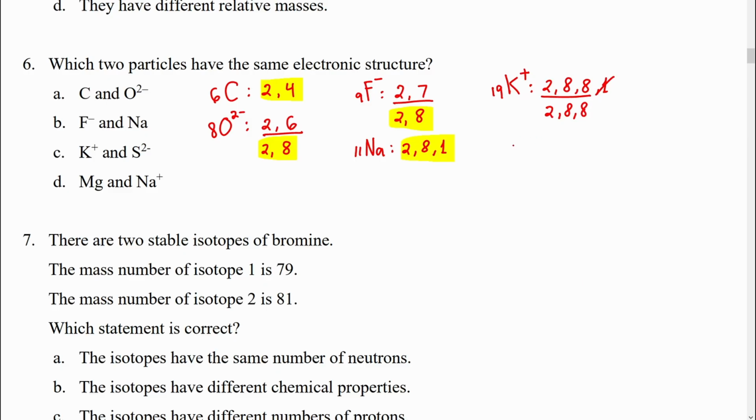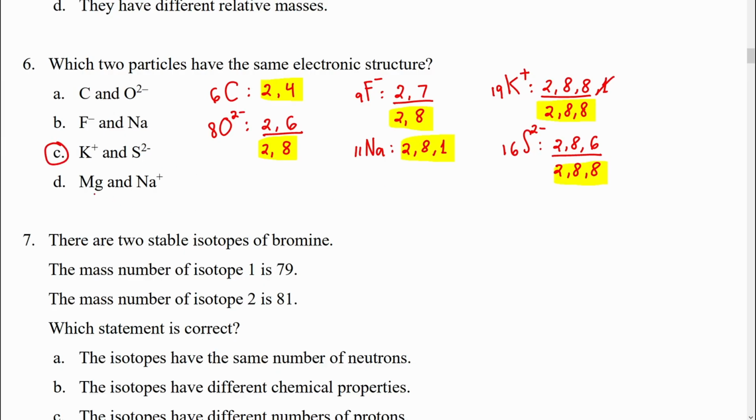Next, sulfur. Sulfur is 16, right? So how do we configure this one? 2, 8, 6. And since it is 2 minus, that means you receive 2 more electrons. Now you become 2, 8, 8. So you can see here, they have the same electronic structure. So C is the correct answer.